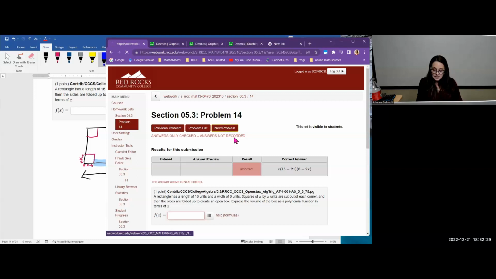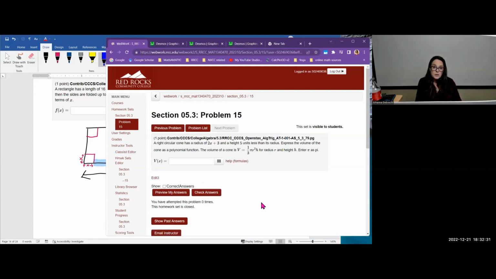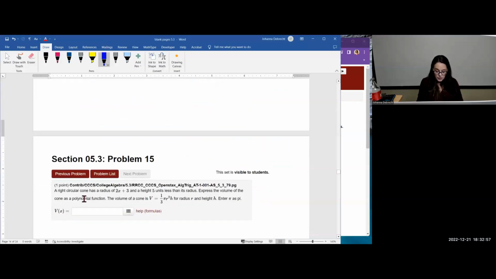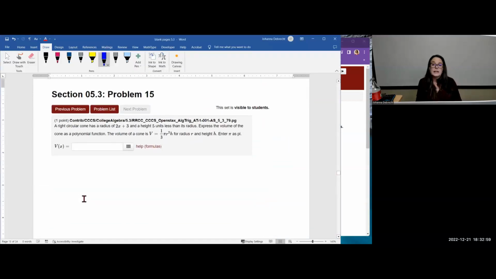All right, let's take a look at our last problem. A right circular cone has a radius of 2x plus 3 and a height 5 units less than its radius. Express the volume of the cone as a polynomial function. The volume of the cone is 1/3 pi r squared h for radius r and height h, where pi is pi. Okay.